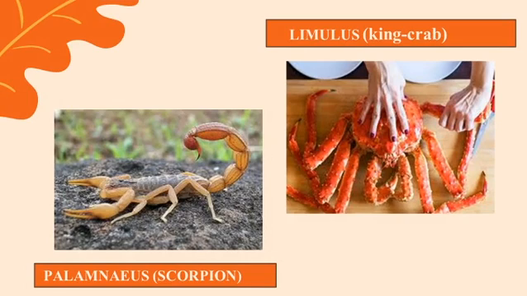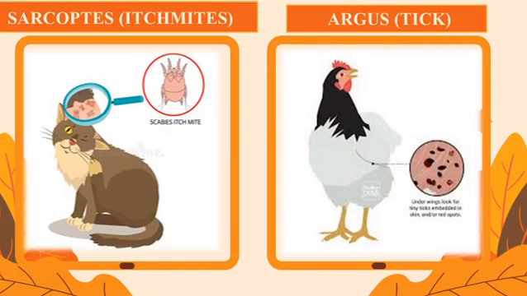Among the Arachnida: Palamnaeus, scorpion, and Limulus, king crab, which is the big-sized crab. And Sarcoptes, itch mites. We can see them on some domestic animals, especially on the skin of cats. It is attached to the skin, so it easily sucks the blood from the host. And Argas, tick, is also seen on the body among the feathers and inside the skin. It is also attached and sucks the blood. These are the examples for the class Arachnida.